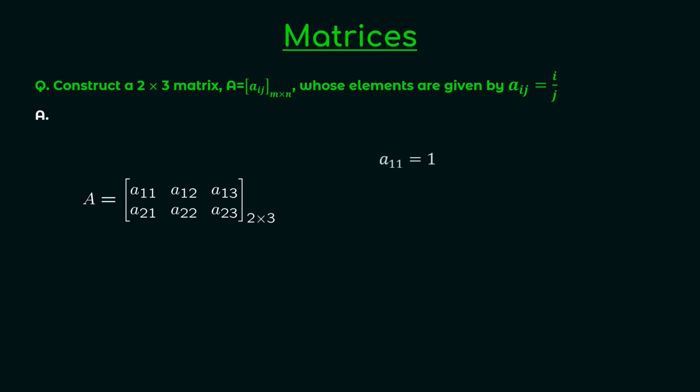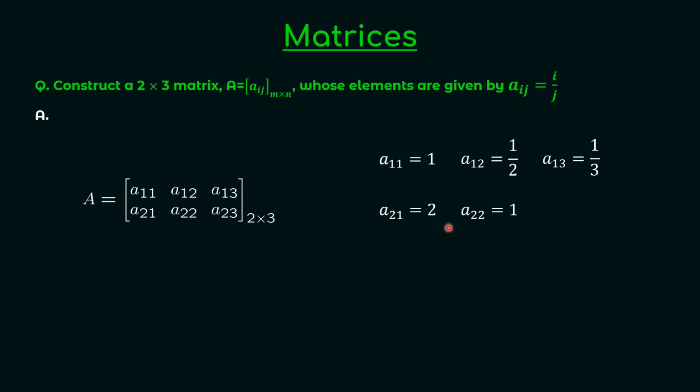So first, A11, by substituting i and j in this we get 1 by 1, which is nothing but 1, right? And A12, i is 1 and j is 2. Substituting in this we get 1 by 2. And then A13, once again the first number is i and second number is j. Substituting in this you get 1 by 3, right? And then A21, i is nothing but 2 and j is nothing but 1. Substituting we get 2 by 1 or 2.